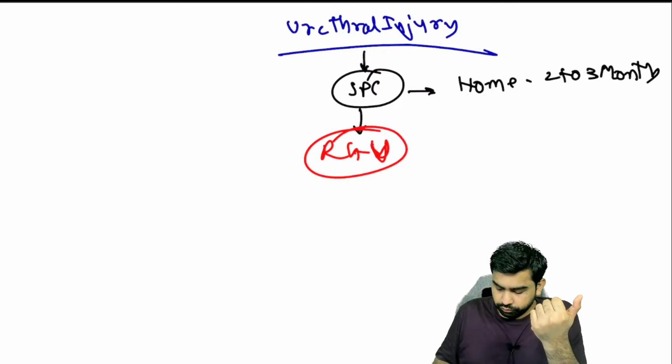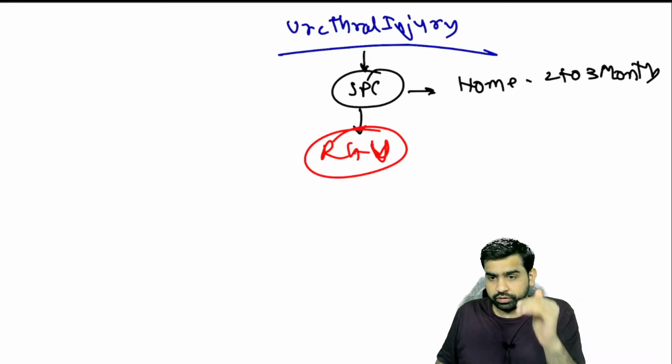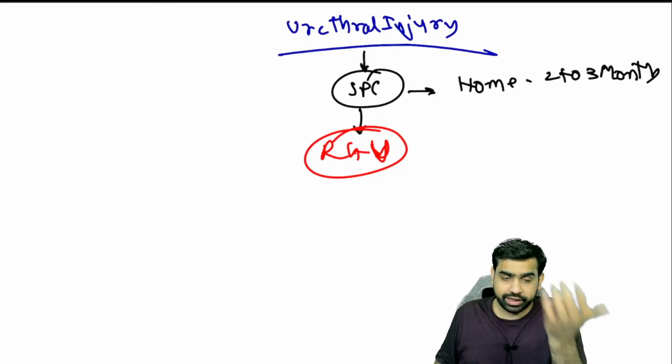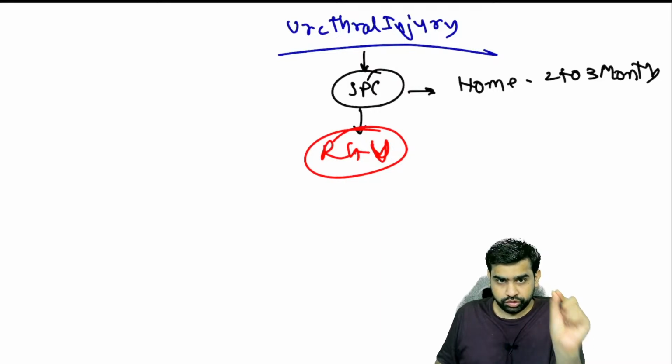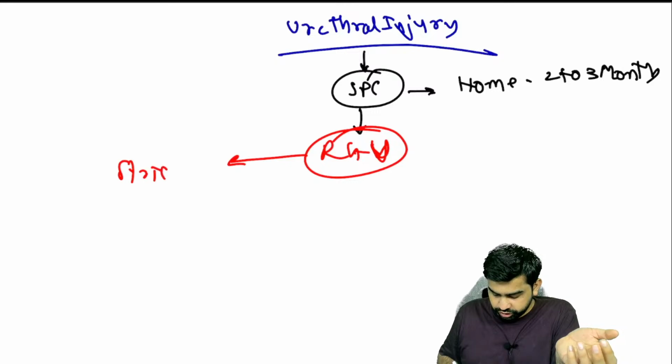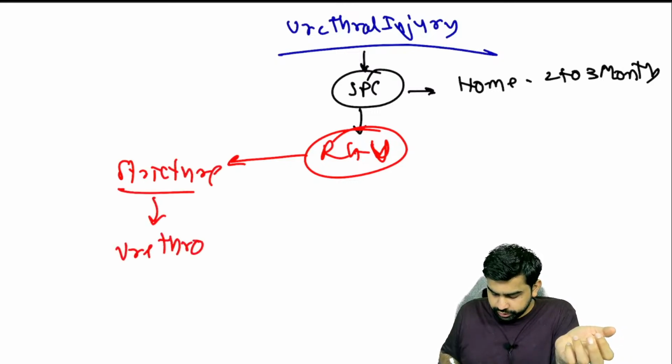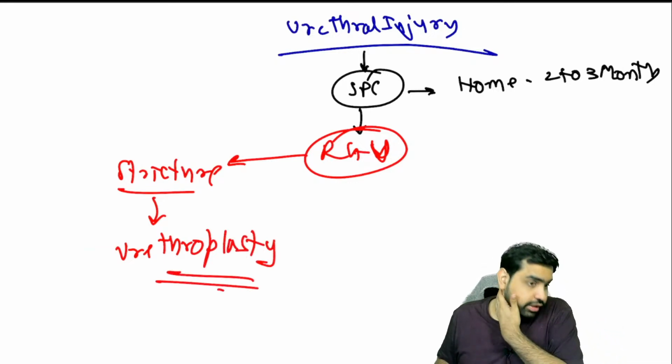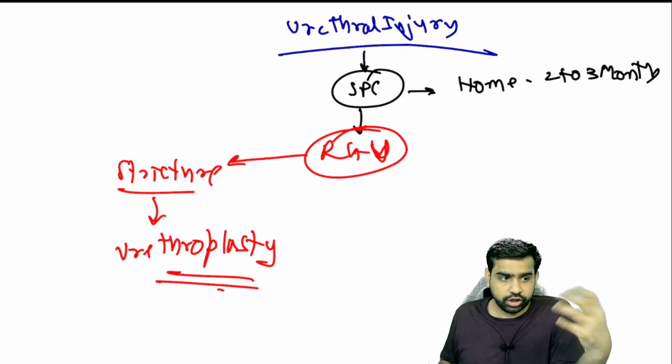Now what is going to happen in these 2 to 3 months? Whatever the injury is, either it will repair or heal on its own, or there is going to be the formation of a stricture. So when you perform an RGU, if there is a stricture, then you have to perform a urethroplasty. Did you get your answer, Priya? I hope you understood this point. You have to repeat an RGU, and based on that, decide whether to perform a urethroplasty or not.